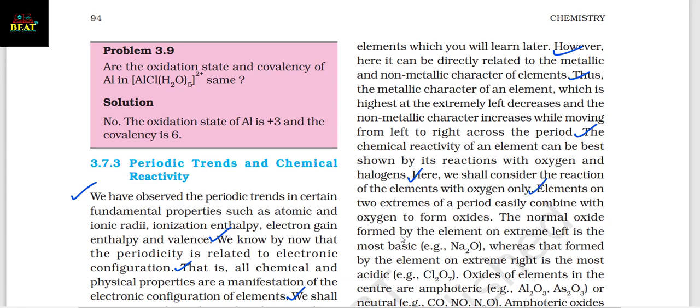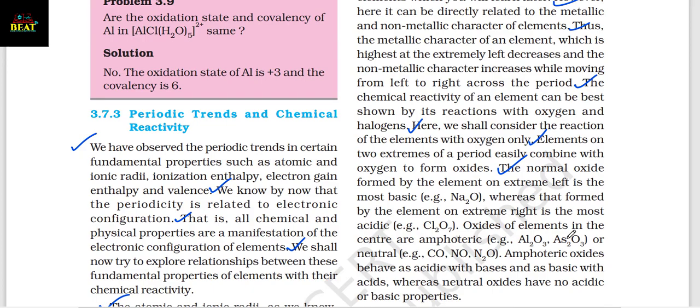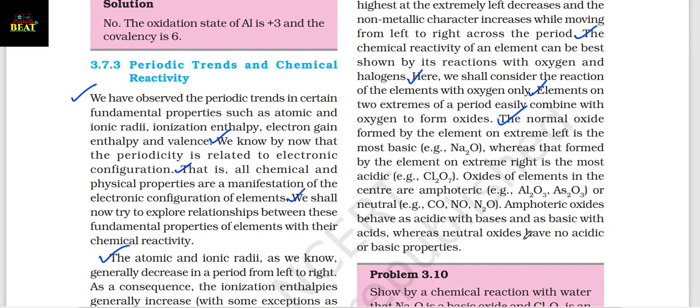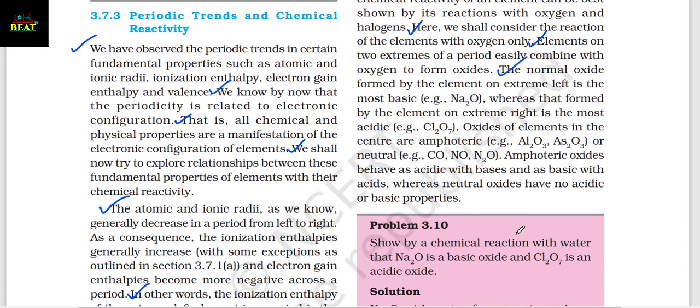Elements on two extremes of a period easily combine with oxygen to form oxides. The normal oxide formed by the element on extreme left is the most basic, example Na2O, whereas that formed by the element on extreme right is the most acidic, example Cl2O7. Oxides of elements in the center are amphoteric, example Al2O3, As2O3, or neutral, examples are CO, NO, N2O, etc.